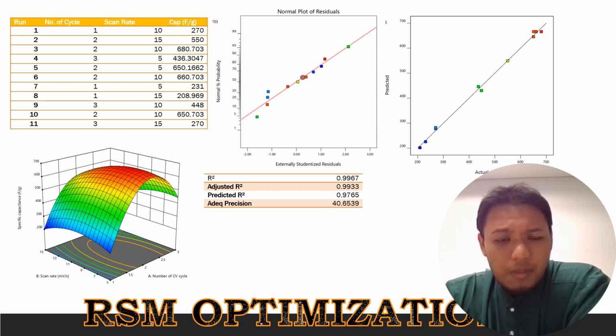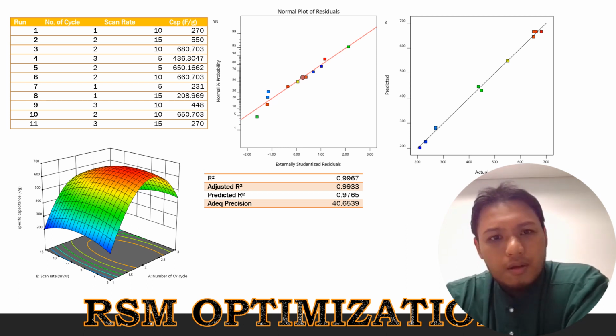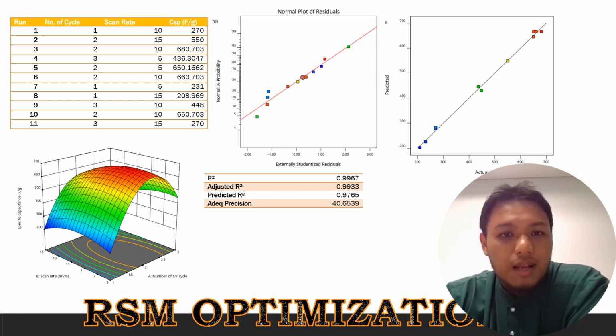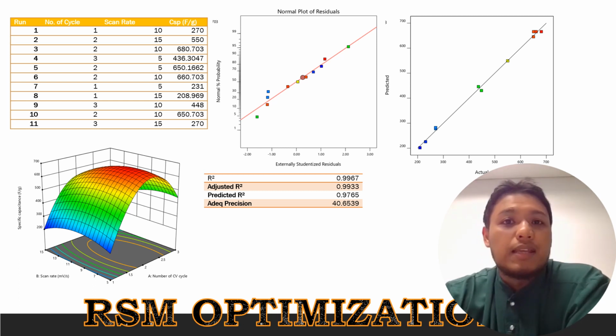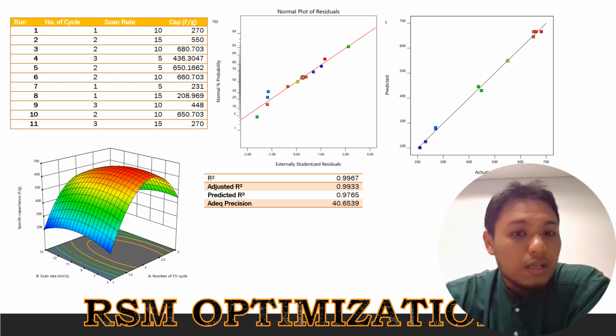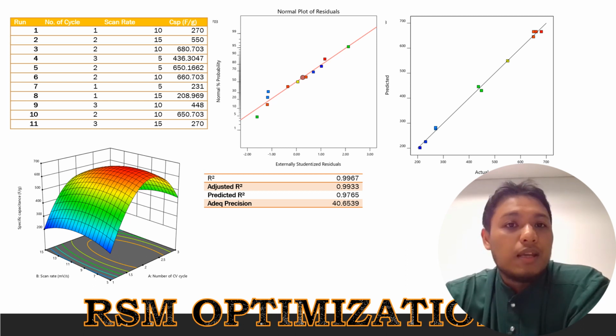Based on the ANOVA, the first plot is the normal percentage probability versus external standardized residual. Based on this graph, all the data lie on the straight line, indicating that the errors are normally distributed. We don't see any heavy tail or heavy head, indicating that the model is good, which is the reduced quadratic model in this case, good for determining the specific capacitance, which is the surface response.